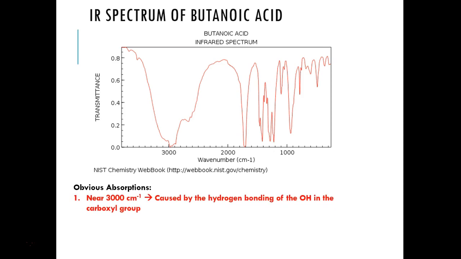One is near 3,000 wave numbers. And if you look in the data booklet in table 26, you would see, okay, right around there, we expect to see a strong and very broad peak that's caused by the hydrogen bonding of the hydroxyl group within the carboxyl group. We know this is butanoic acid, okay? And that makes sense, right? We know we have a carboxyl group since it's butanoic acid. There's another obvious absorption at 1700 wave numbers. And that's caused by the carbonyl group within the carboxyl group. And again, you can get that by looking at the data booklet.